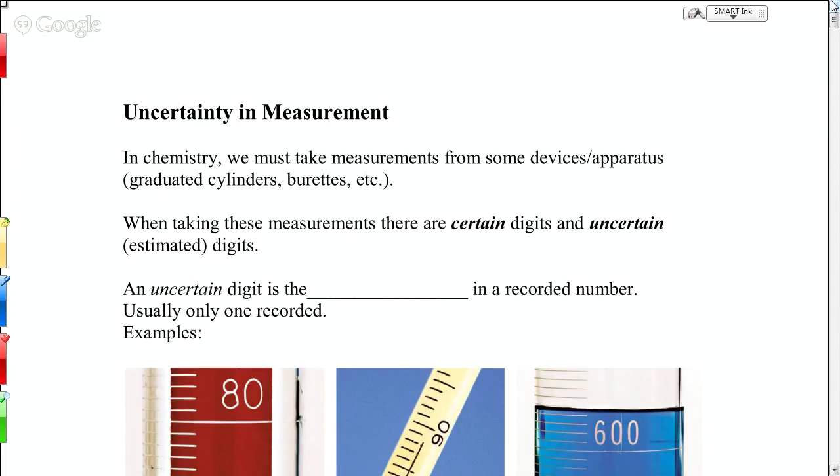So whenever we take a measurement, we write down all the certain digits, the digits that we absolutely know are indisputably for sure correct. And then we write down one more digit that is an estimate. It's uncertain. It's our own estimate. And that digit is called the uncertain digit. So in a recorded number, an uncertain digit is going to be the rightmost.